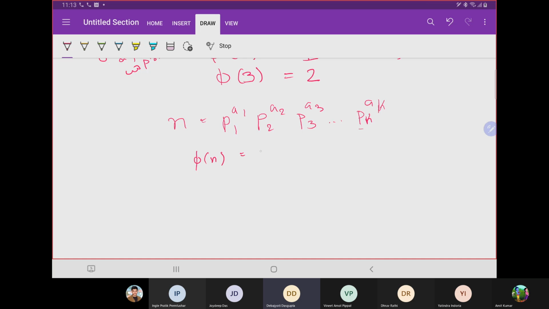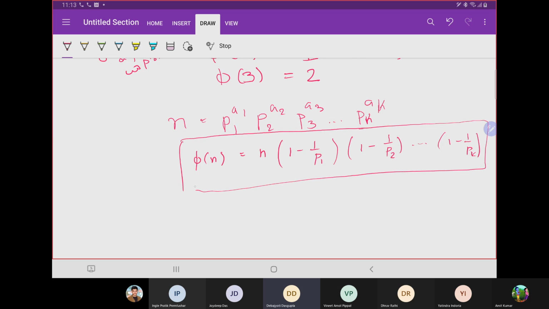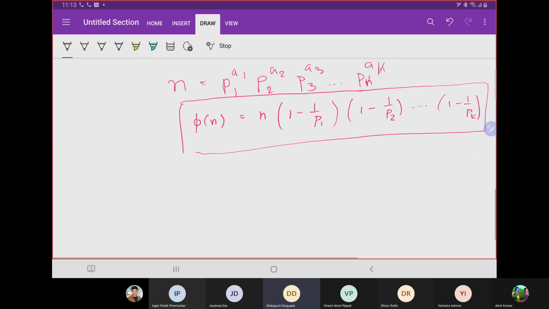Phi of n for a general number will be n into 1 minus 1 by p1, 1 minus 1 by p2, and so on up to 1 minus 1 by pk. Okay. So this is the general formula. You can prove it, but I would not say that you need the proof at this moment. You just remember the formula. You can reduce many numbers into formulas which convert to phi of n. So this is a very important formula.